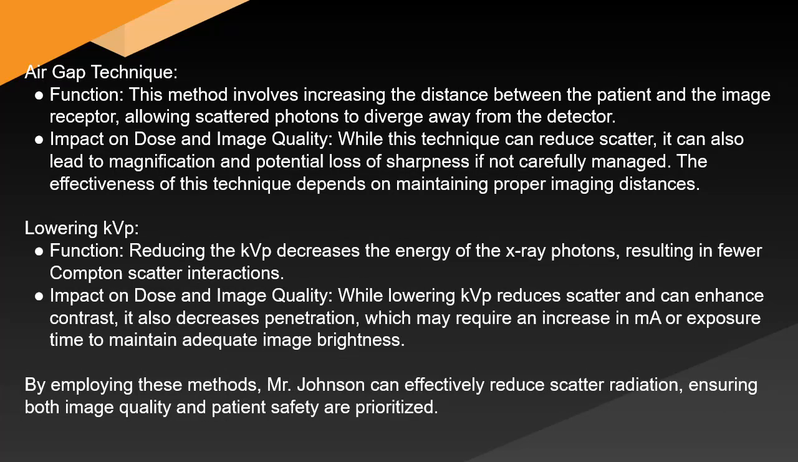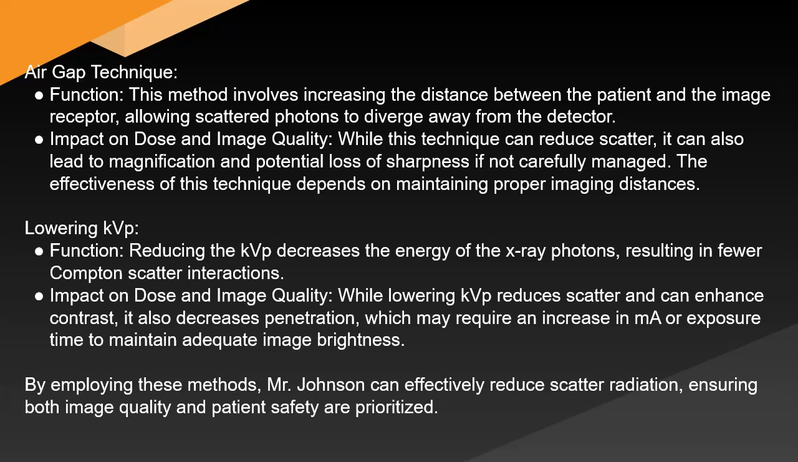Air gap technique. Function: This method involves increasing the distance between the patient and the image receptor, allowing scattered photons to diverge away from the detector. Impact on dose and image quality: While this technique can reduce scatter, it can also lead to magnification and potential loss of sharpness if not carefully managed. The effectiveness of this technique depends on maintaining proper imaging distances.